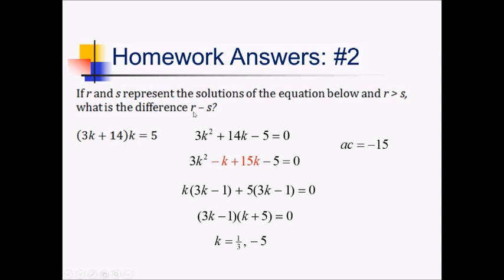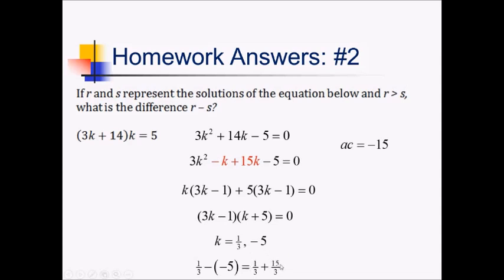R was the bigger number, s was the smaller one, so that means we're doing 1/3 minus negative 5. And this is really 1/3 plus 5, and to combine these, let me get a common denominator of 3. So I'm going to write this as 1/3 plus 15/3, because that's what 5 can be written as.